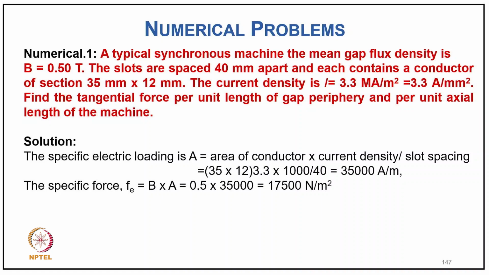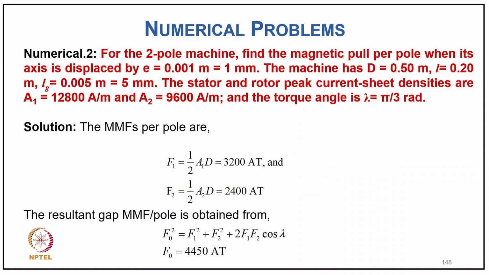The specific electric loading A is equal to the area of conductor times current density times slot opening. Putting the values, it comes to 35,000 ampere per meter. The specific force is B into A, which, putting the values, comes to 17,500 Newton per meter square.